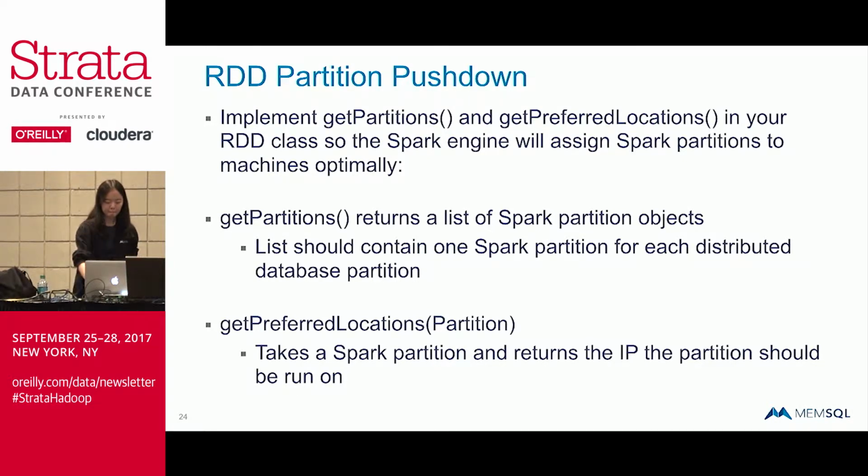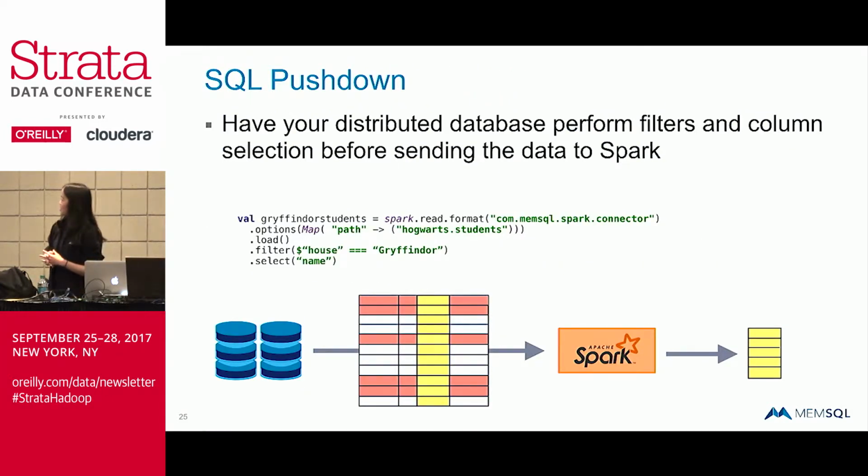So the second optimization for distributed database data sources is to have your database perform any filtering and column selection before it sends the data to Spark. In this example, the user creates a data frame from a table called students in the Hogwarts database, but then they apply a filter only for students who are in Gryffindor, and in the end, they only want their names.